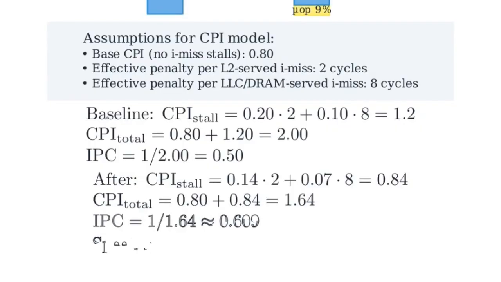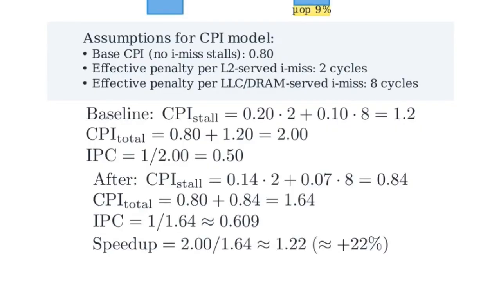Now compute after the micro-op cache. Front-end stall CPI equals 0.14 times 2 plus 0.07 times 8, which equals 0.84. Total CPI equals 0.8 plus 0.84 equals 1.64, so IPC becomes about 0.609. The speedup is baseline CPI divided by new CPI, roughly 1.22 times, or plus 22% in IPC.